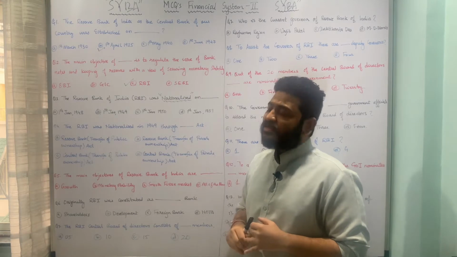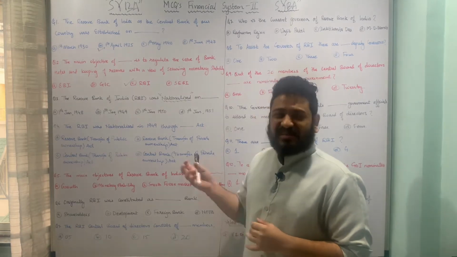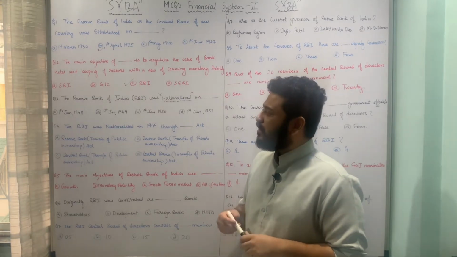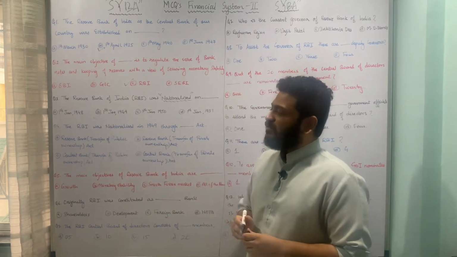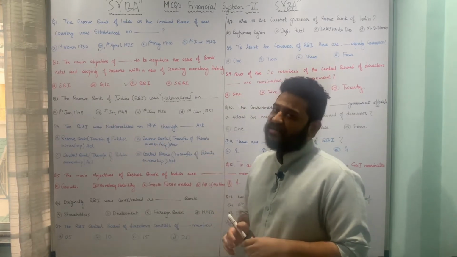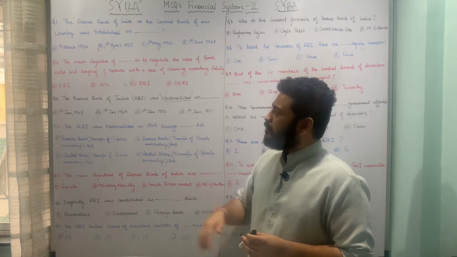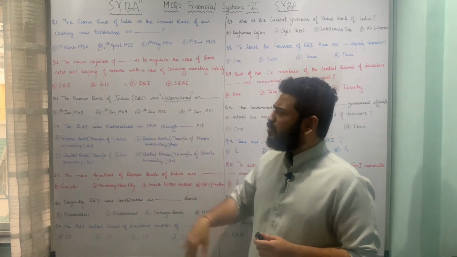The options will be more or less like this, only closer, just to make it a little more difficult per se. But anyways, this is a factual thing, and you have to remember that the Reserve Bank of India was nationalized on 1st of January 1949, and therefore option B is the correct answer to this particular question. I hope the question is clear. Let us now move to the next.